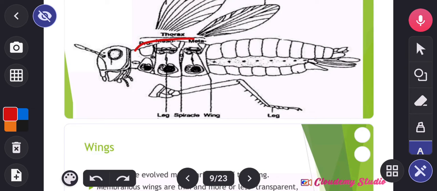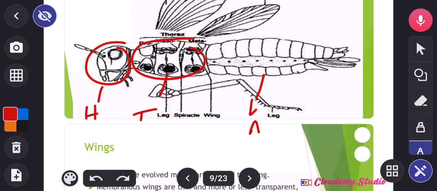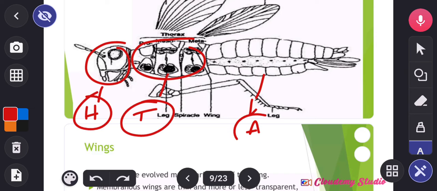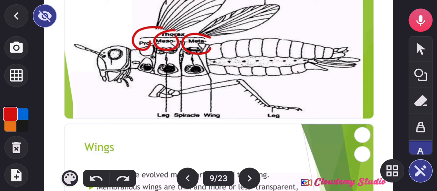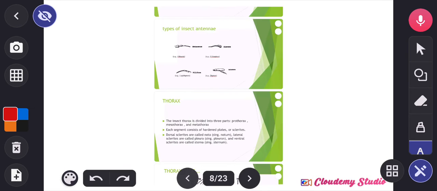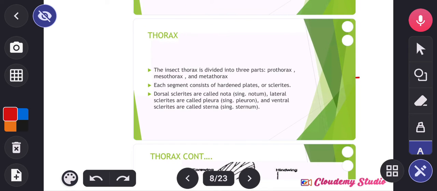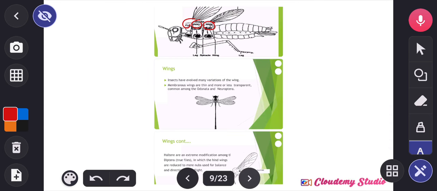This is their thorax. So this is the head, the thorax. So let me say HTA: head, thorax, and abdomen. So this is the thorax, and you can see from here that the thorax is separated into three segments, which are the prothorax, the mesothorax, and the metathorax. And as I've mentioned, we can now separate them into three parts, which are the dorsal sclerites, the lateral sclerites, and the ventral sclerites, that is nota, pleura, and sterna respectively.